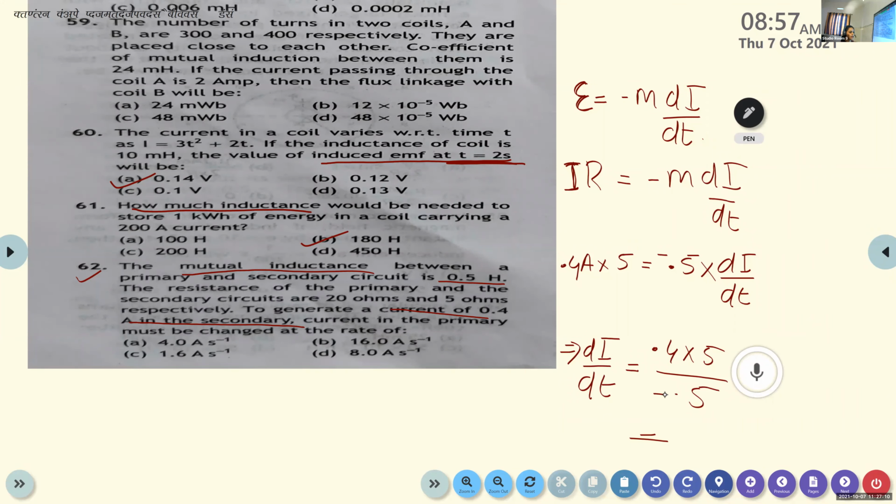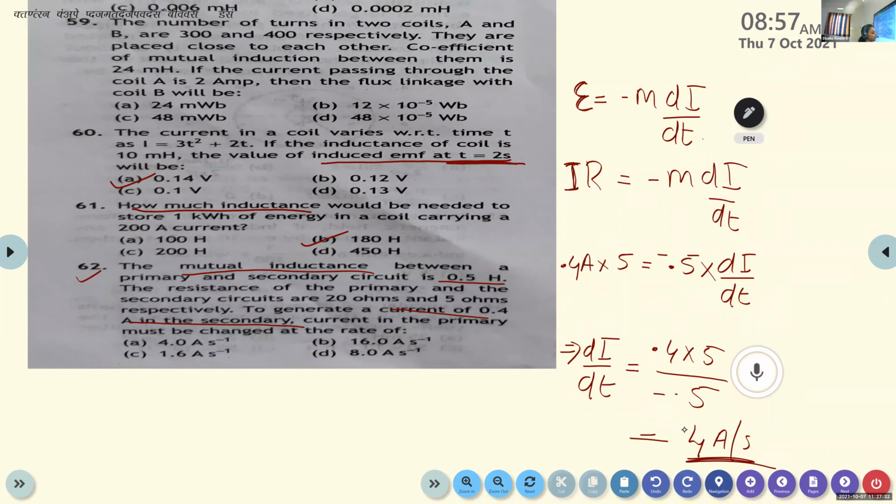What about the final answer? What happens to the negative? In the answer, we will have a negative. Yes, in the given options, they have not provided the negative sign. What about the final numerical value? It is 4.0, that is, 4 ampere per second.